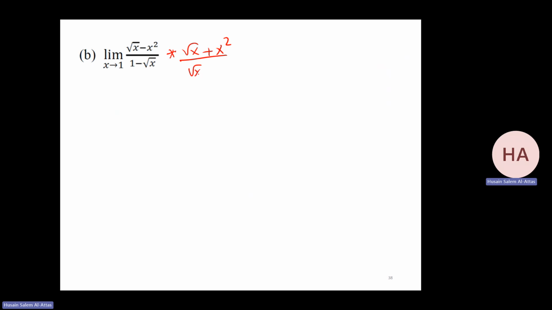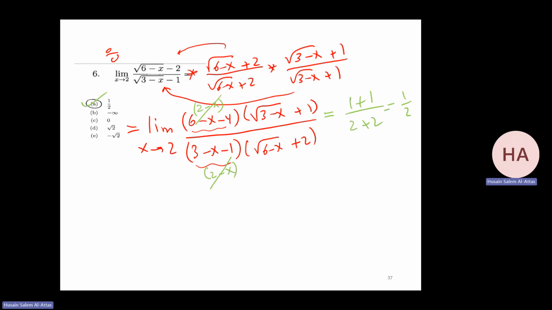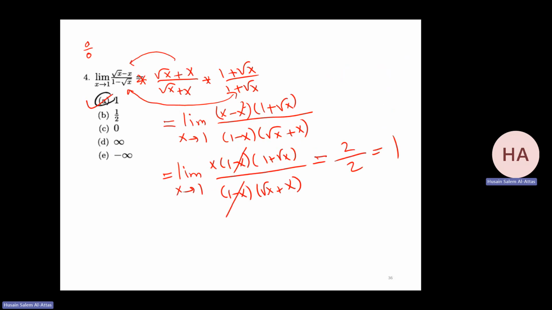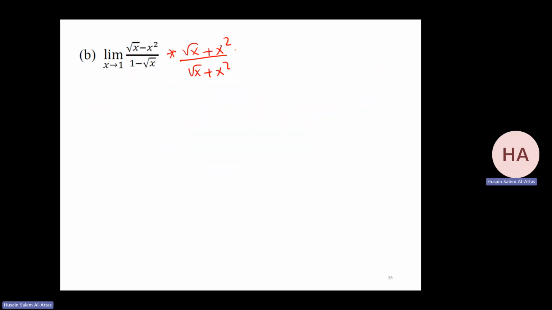By the way, for the other problems, I think you can do it with the let method, especially this one. This one, I'm not sure you can do it by let or not, but this one you can. And rationalize the other one. Let me do it this way, then I'll tell you about this let method, which will make it easier. That will be the limit as x goes to 1. This by this, I have x minus x to the power 4. And this is 1 plus the square root of x over, this times this, 1 minus x, the square root of x plus x squared.